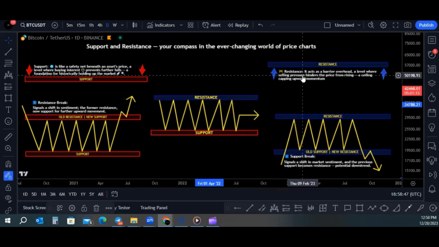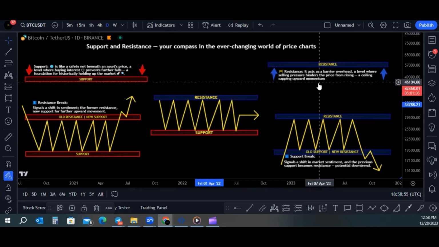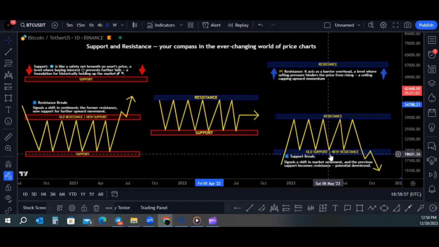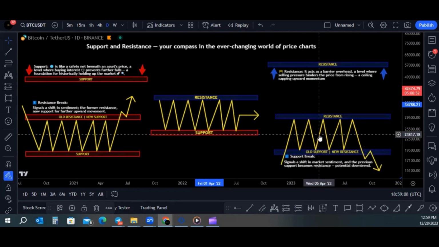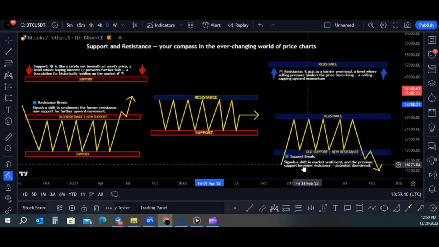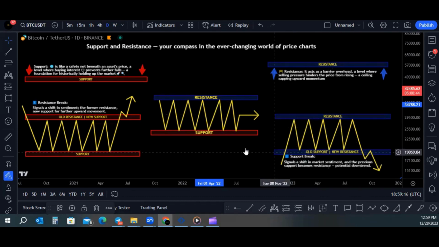Resistance acts as a barrier overhead, a level where selling pressure hinders the price from rising, a ceiling capping upward momentum. So here you can see we broke through the old support, and from underneath it came and became resistance. A lot of times this is going to signal a shift in sentiment. So a support break signals a shift in market sentiment, and the previous support becomes resistance.